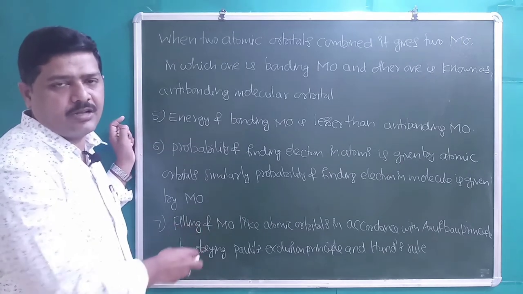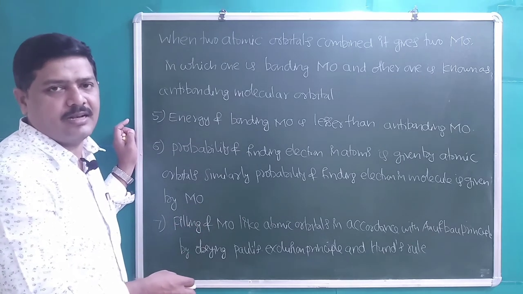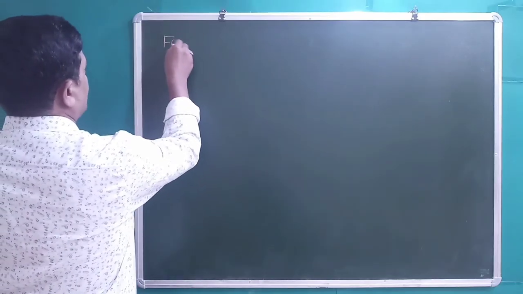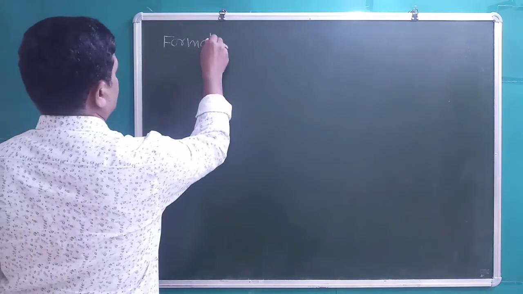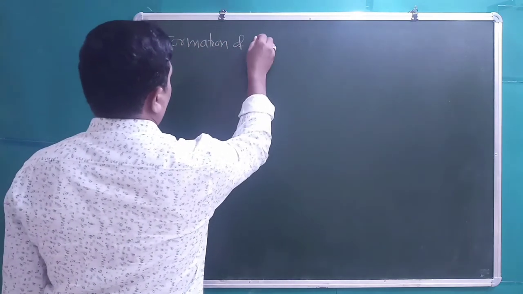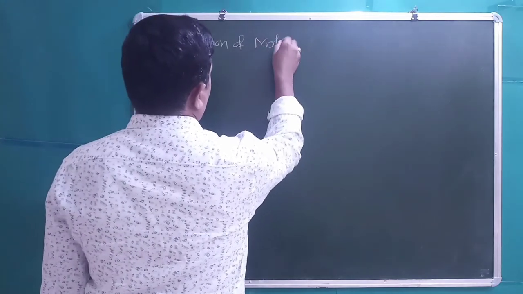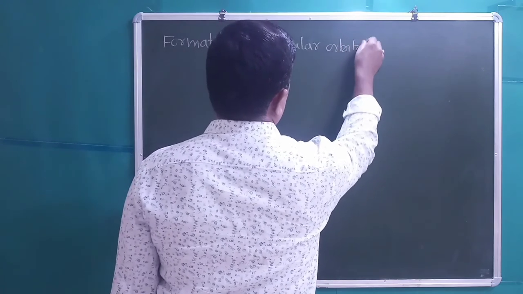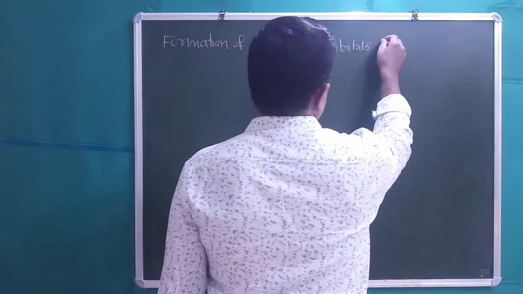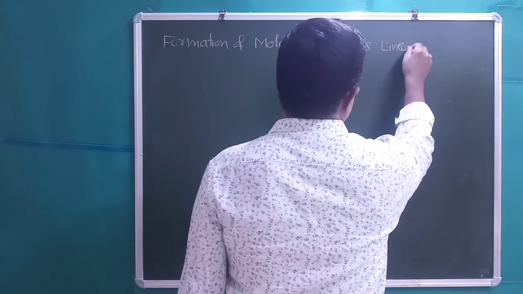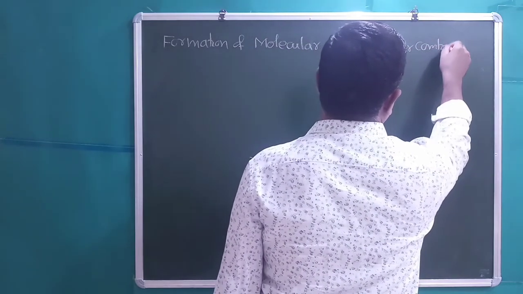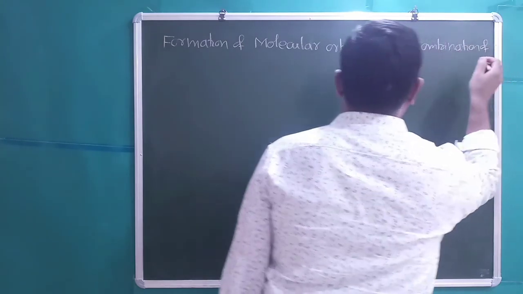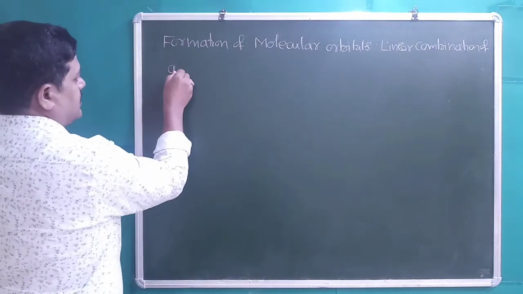Next is formation of molecular orbitals, which is known as linear combination of atomic orbitals.